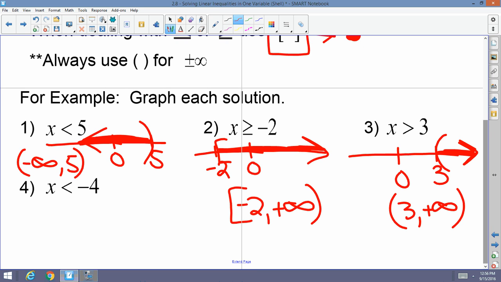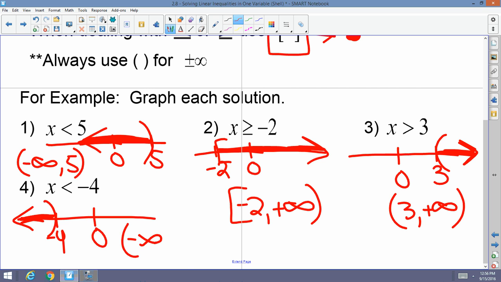Last but not least, x is less than negative 4. So my reference point of 0, here's my negative 4. It's less than, so I have a parentheses. It's less than, that means it's going to the left forever. So in interval notation, this would go from negative infinity to negative 4, both in parentheses, because infinity always has parentheses, and it's less than, so less than has parentheses as well.